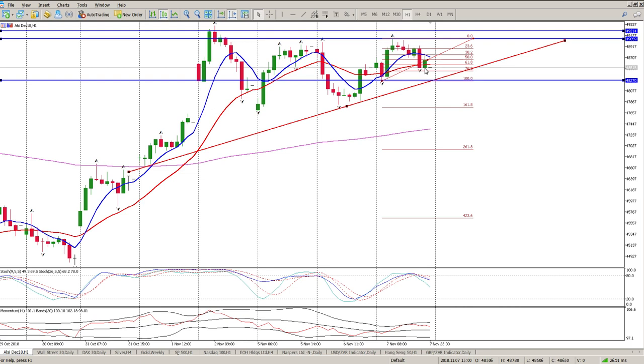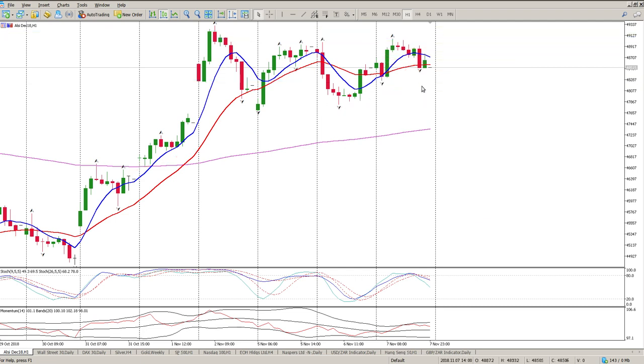Okay, so long as this level of 48270 holds, I would go long. Okay, so let's get rid of the noise here. 48265 is my level to the bottom, and I would just round that off to 48260. So that would be a level.